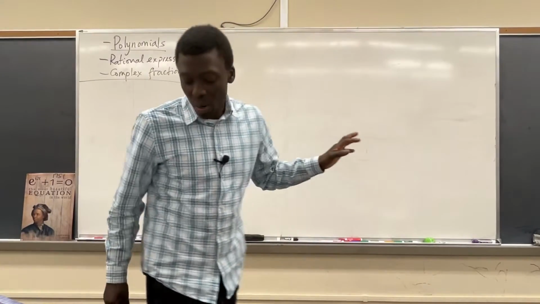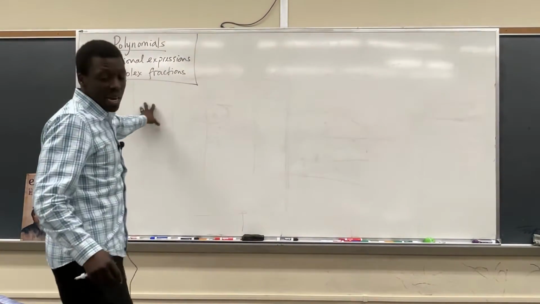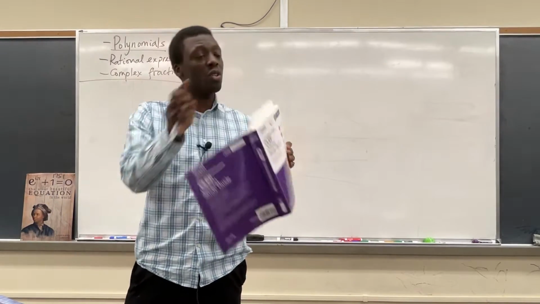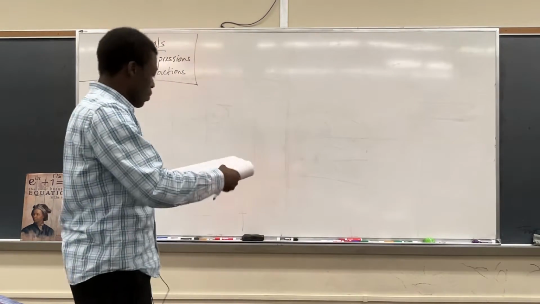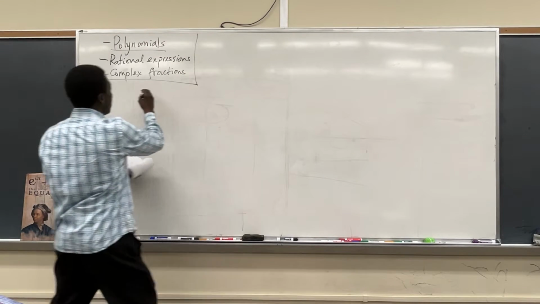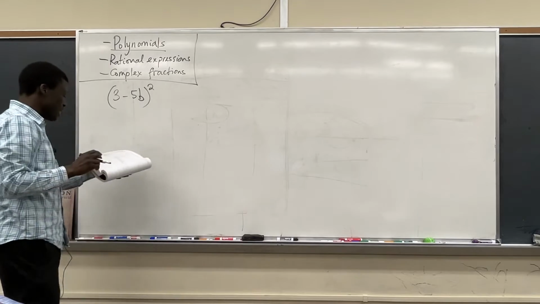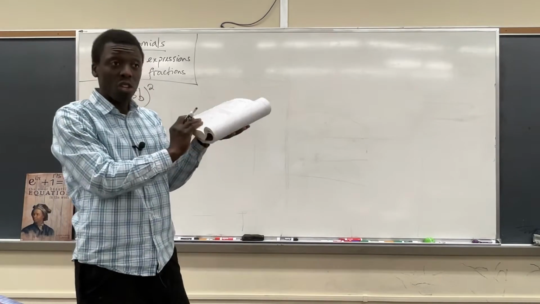So let's start with a basic question. Before we actually start, this is right out of the CLEP college algebra. So in your notebooks, guys, if you just want to do this, we'll do this together just as a quick warm-up. So (3 minus 5b) squared. And the idea with this problem, again, this is a college algebra question.